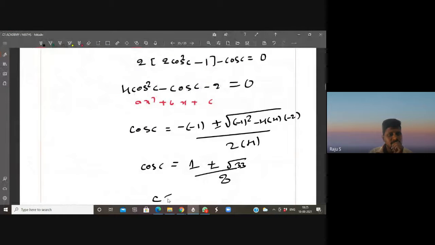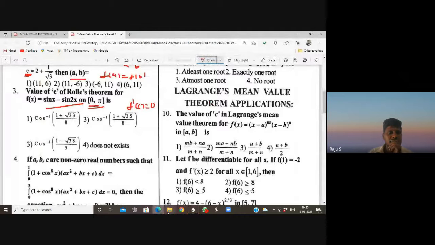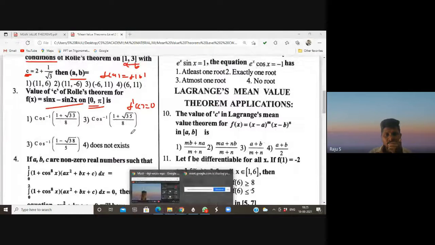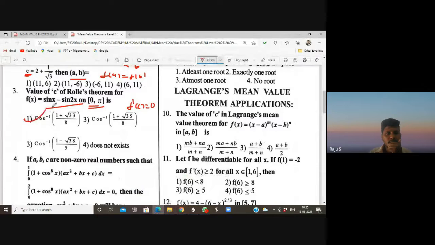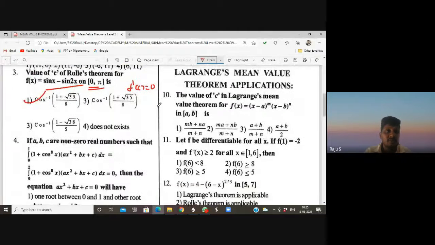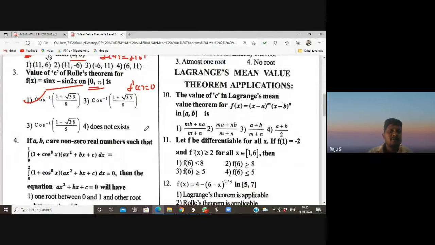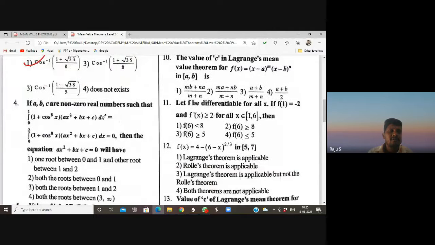Which is the correct option? Take cos inverse on the right side. Which is right? First option. So what I have done here: I found f dash of c, equated it to 0, got a quadratic equation in terms of cos c, and found the c value directly. That's all. So next, fourth one.